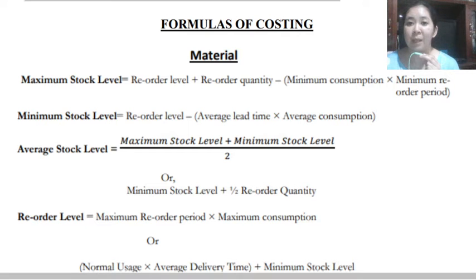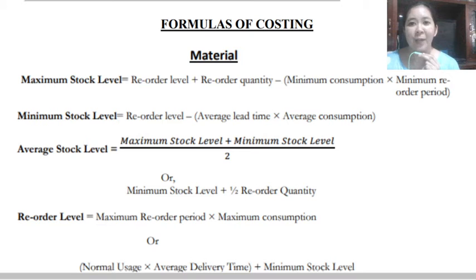So this is normally what the company needs for their next period's sales. So we will deduct from there the minimum consumption, which is multiplied to the minimum reorder period. So basically for this formula, we will discuss this in a separate module, specifically under the economic order quantity lesson.